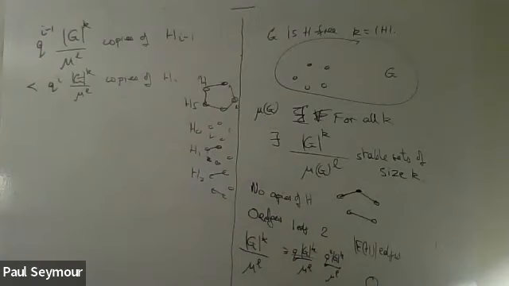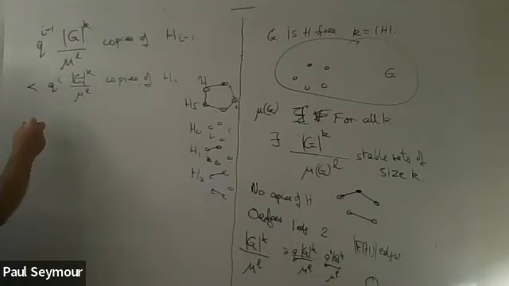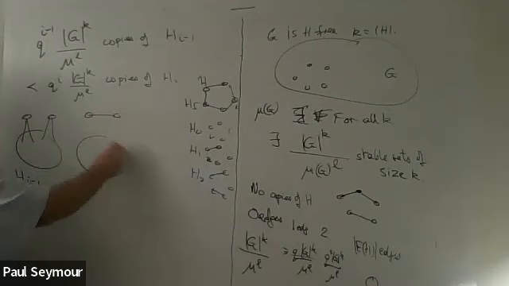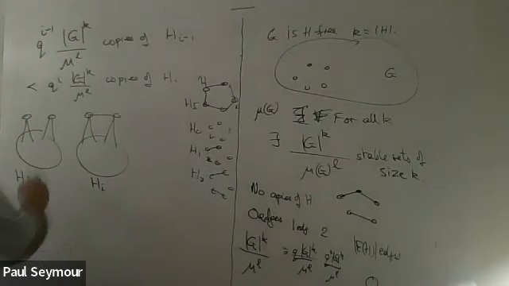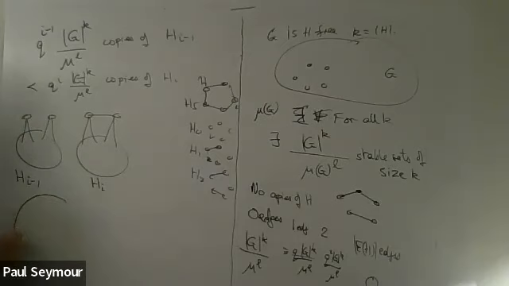Well, I can say lots of copies of this. So how do H_{i-1} and H_i differ? Here's H_{i-1}, and H_i has got an extra edge. It's the same graph plus one extra edge. What does it mean that I have lots of copies of H_{i-1}? Let me count all the copies of H_{i-1} in G. So here's G. Let's look at a particular one. There's a copy of H_{i-1} living here. Let's call this bit here the base.